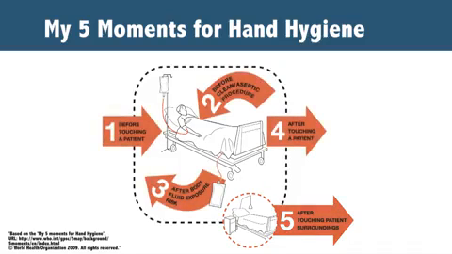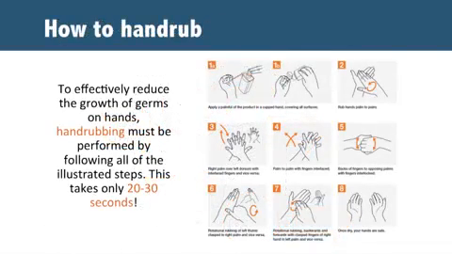It is important that you take every opportunity to perform hand hygiene to keep the residents, yourself, and the environment free from germs. You should always use an alcohol-based hand rub for hand hygiene unless your hands are visibly soiled. To effectively reduce the growth of germs on hands, you should have enough product in your hands to wet all surfaces of your hands for at least 20 to 30 seconds.